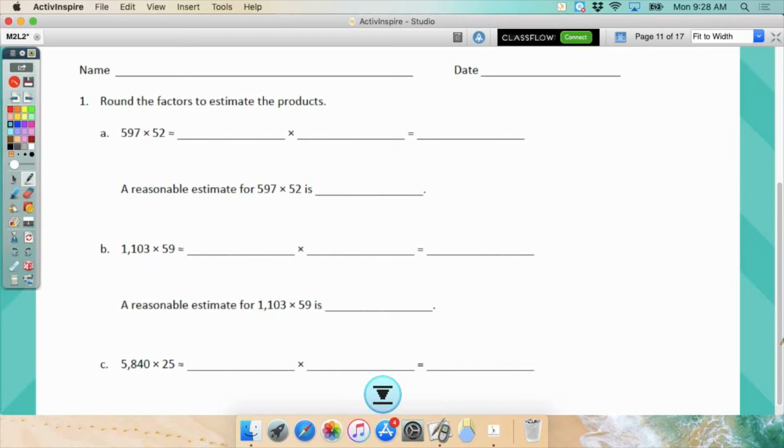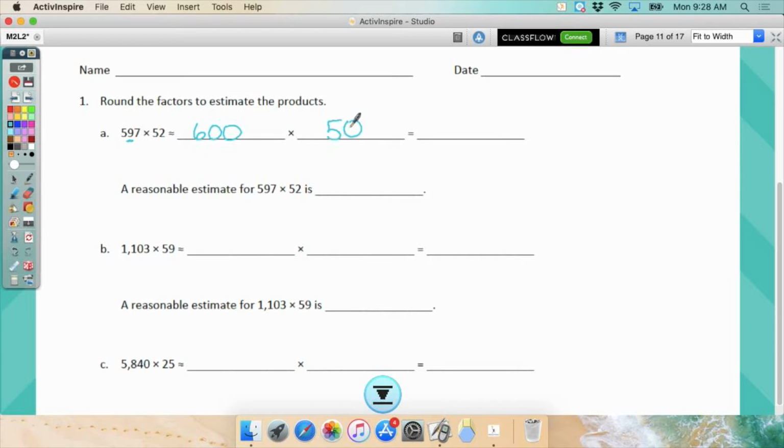Okay, so we're going to have to round 597. So look at the 9 to decide about the 5. What does the 9 tell me to do? Add 1 or stay the same? Add 1. So this will become 600. Okay. Shay, what does 52 round to? 50.